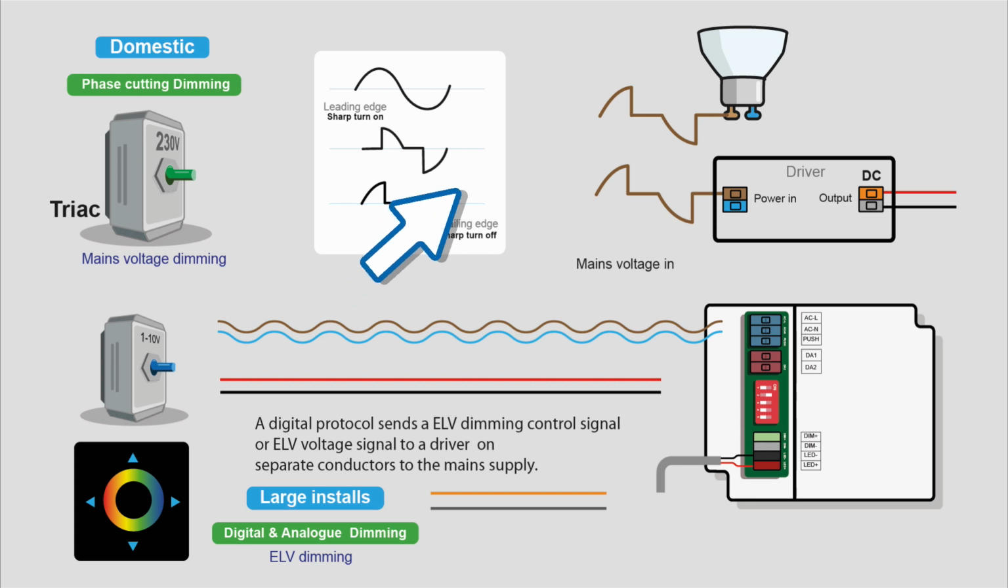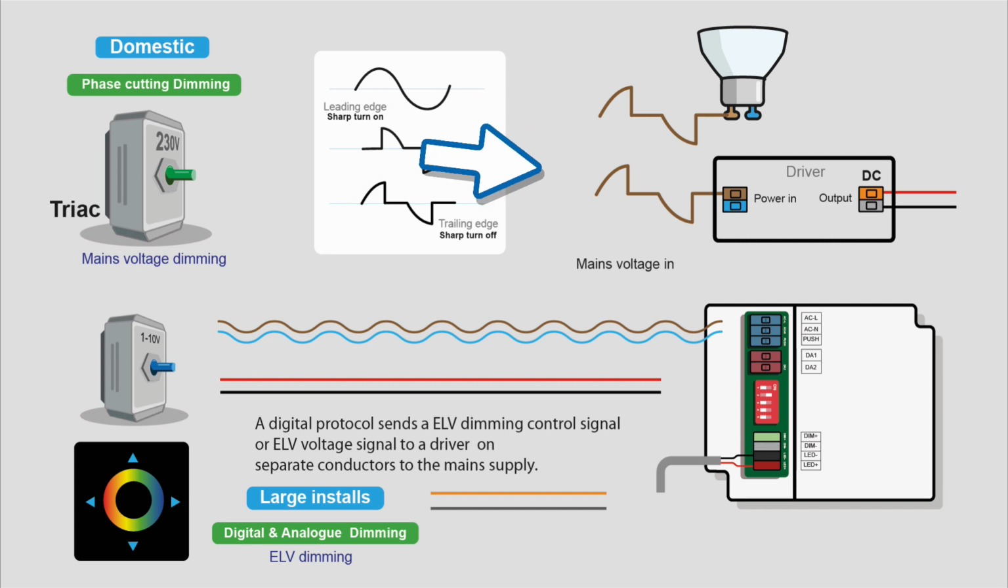And so domestically you've often got some phase cut sine wave put onto the driver, which is then converted into DC and goes onto a fitting. Or that phase cut sine wave could go directly to a bulb. We're getting some decent results with that now.